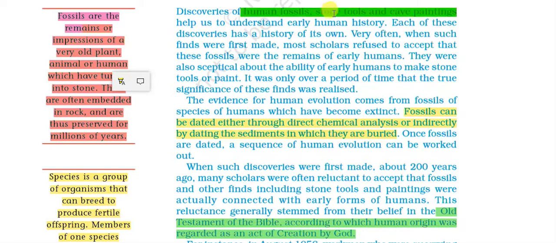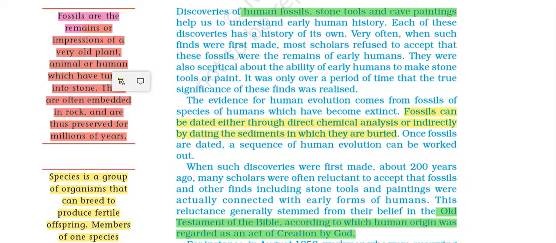Number two are stone tools. Of course, human beings made tools for survival. When they were hunting animals, they had to make tools to hunt. So those stone tools have survived till date, and we can, of course, chemically analyze them, and we get to know that these stone tools were used by early humans.